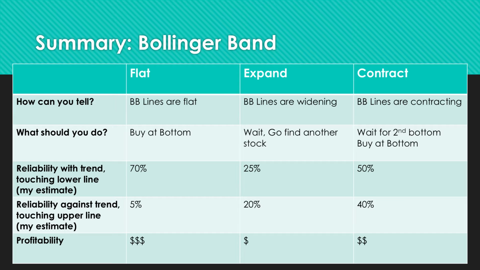If it is expanding, at this point, you should just wait and look for another stock. If it is contracting, what I usually do is wait for a second bottom, because when it first contracts and the first time touching the Bollinger Band, it doesn't usually mean it will have an upward move right away. Usually the market will stabilize a bit, like it will touch the Bollinger Band a second time before it moves up again. So that's why I buy at the bottom when it is flat.